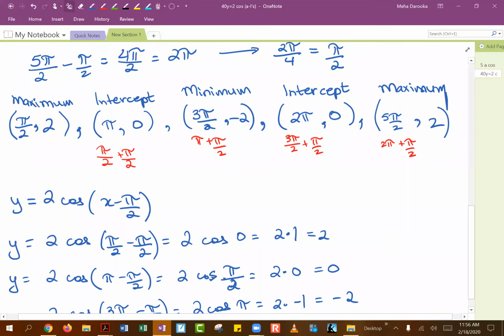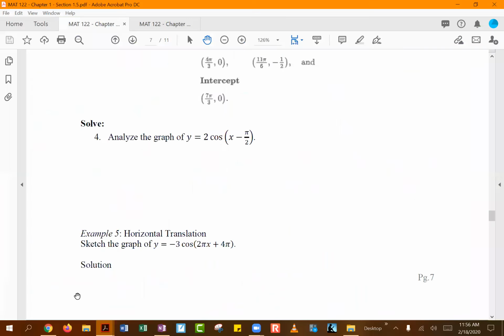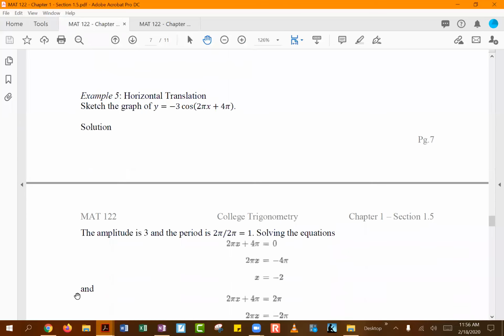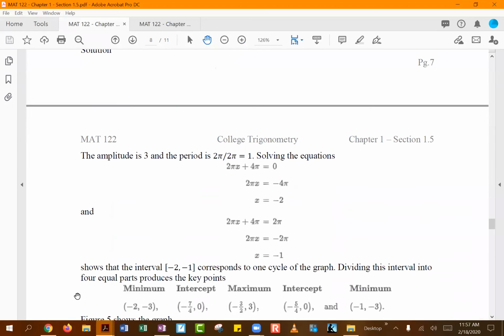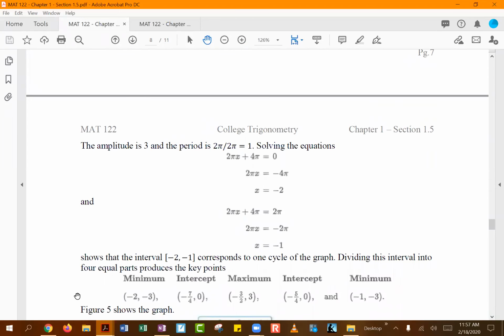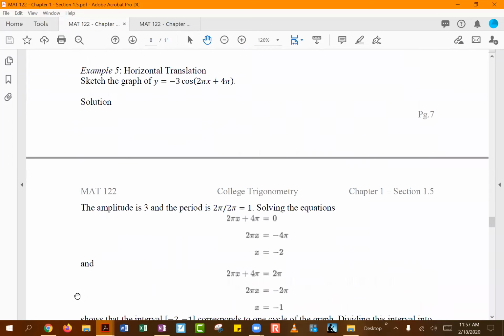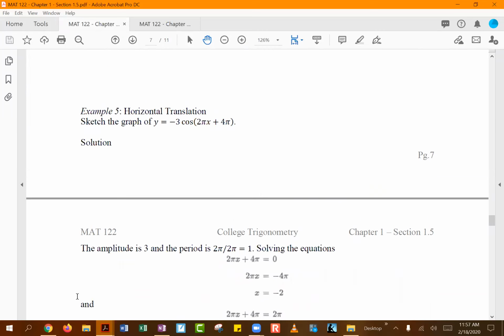Okay, so that's basically what they're asking us to do when they say analyze the graph. Now we're getting into the actual sketching of these graphs. So just to go over this example here, you're looking at y equals -3 cosine of (2 pi x plus 4 pi). Again, remember we take the absolute value, so the amplitude will be 3. Period is going to be 2 pi divided by your b value, which is that coefficient on the x, also 2 pi.